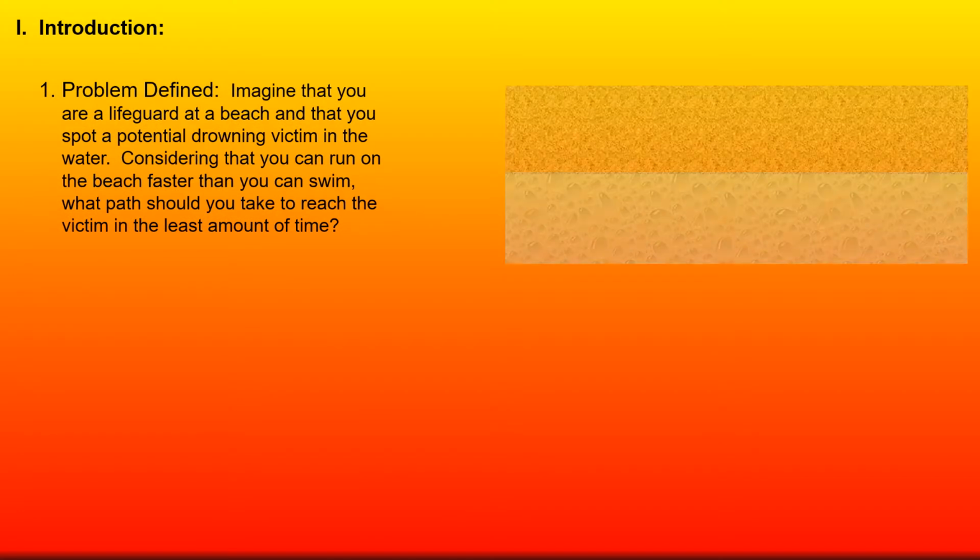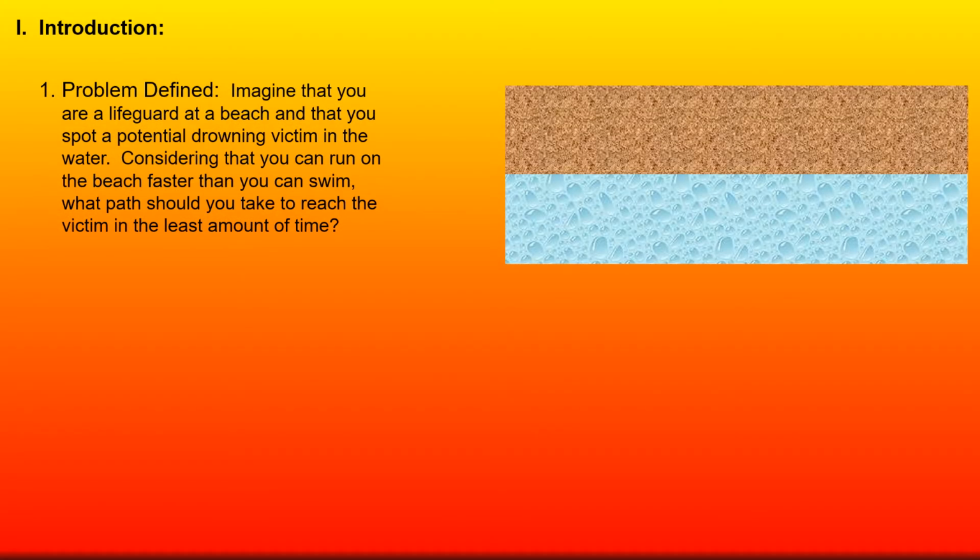So let's begin today's discussion by considering a problem. And the problem goes something like this. Imagine that you were a lifeguard at a beach and that you spot a potential drowning victim in the water. That's me, the drowning victim, your physics professor. And your goal, of course, is to save me. So considering that you can run on the beach faster than you can swim, what path should you take to reach the victim, me, in the least amount of time?